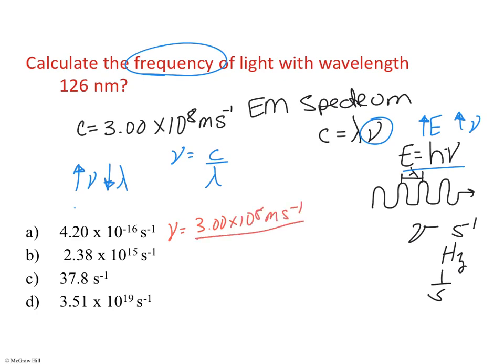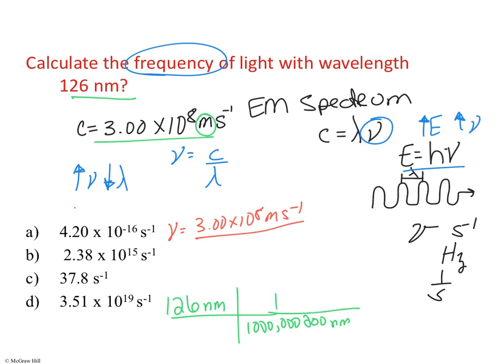And then frequency here, in nanometers, you're going to have to convert nanometers to meters, because that's what the speed of light is in. So to do that, you take 126 nanometers, and then you would divide that by the conversion of nanometers into meters, and that should be 126 divided by it's like 6 zeros. 1, 2, 3, 4, 5, 6, 1, 2, 6.